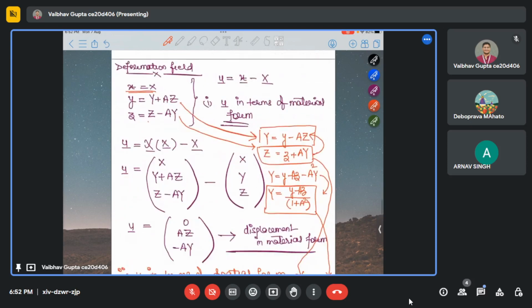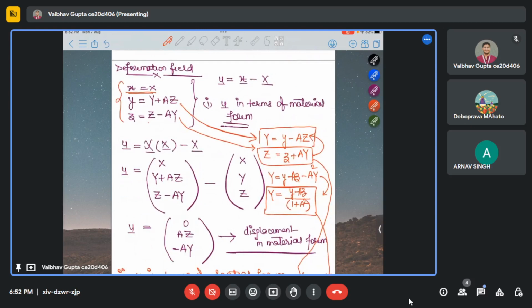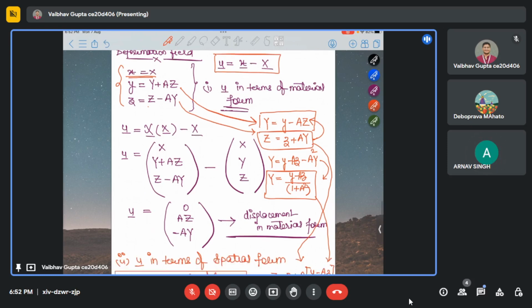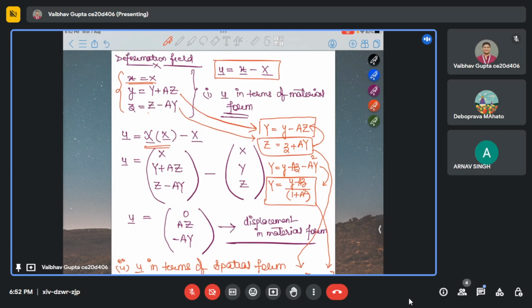In this first part, we have written what the deformation field given to us is. The displacement is given by this relation. You can see in the video lectures given in week 2, or in the initial parts of my lecture, how this u comes as small x minus capital X. The small x we refer to as the current configuration and capital X as the reference configuration. Now going to the question, first is asked u in terms of material form. So we have to find the displacement in the reference configuration. So we change the small x into capital X with the help of the deformation field.